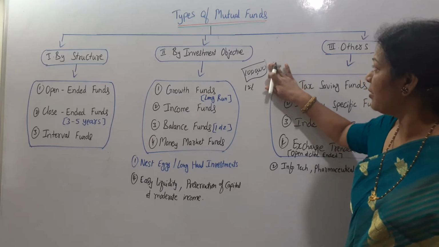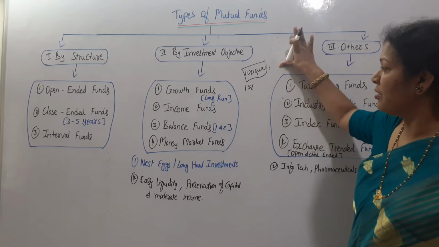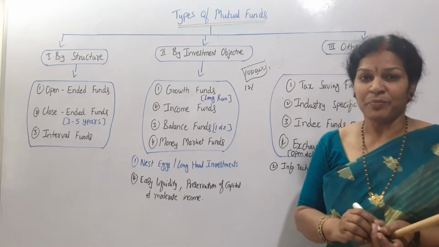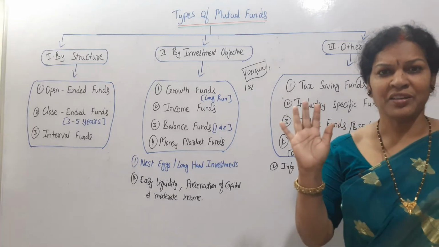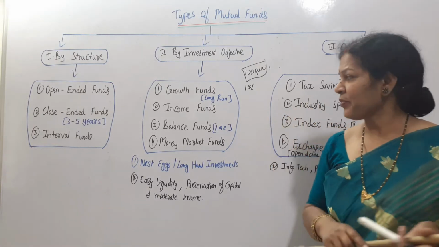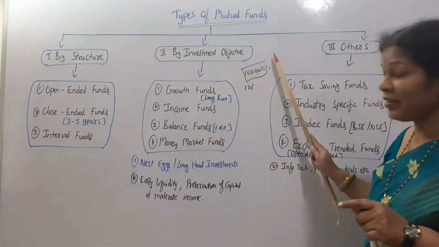Yeah, 1 lakh. So 1 lakh I am going to get, that is income fund. Income, focusing on the income, so that the investor will be happy. Whereas in growth funds, the focus is on the growth.